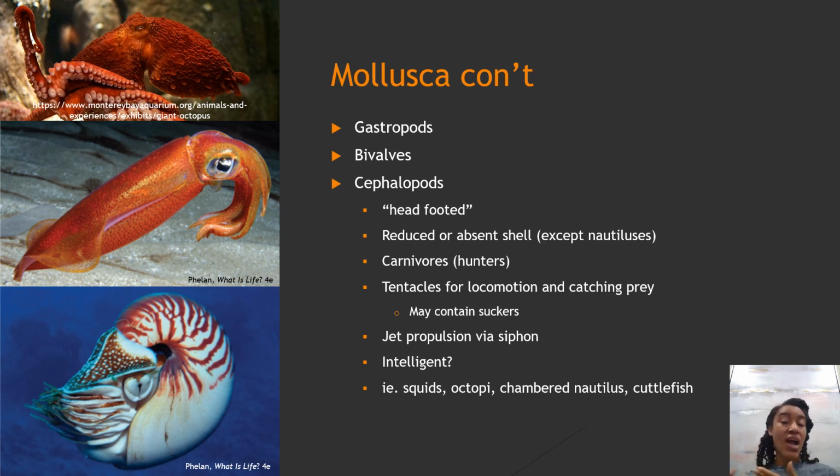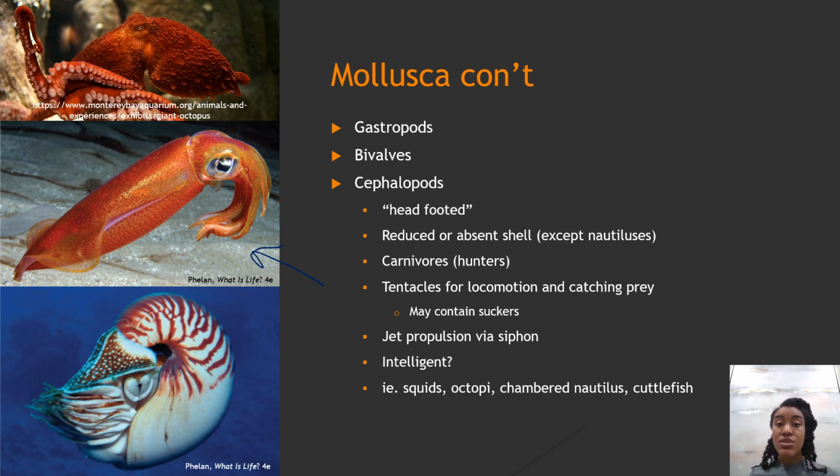So you can see that in octopi, which have completely lost their shell, and then in squids, which have a highly reduced shell. So this is an example of a squid. And instead of having a big coiled shell, they have a very thin layer of shell that is underneath their mantle. So you can't see it unless you cut the squid open, and then you'd see it. And that reduced shell in squids is actually called a pen.